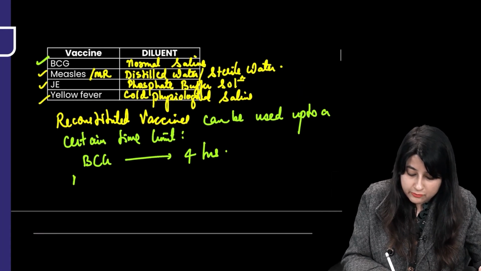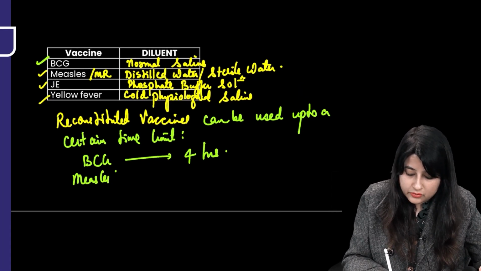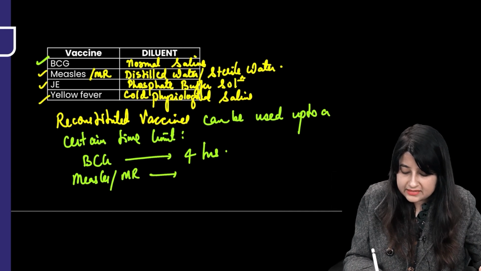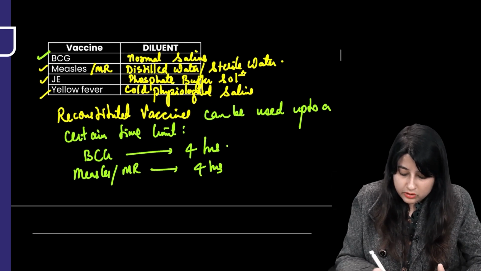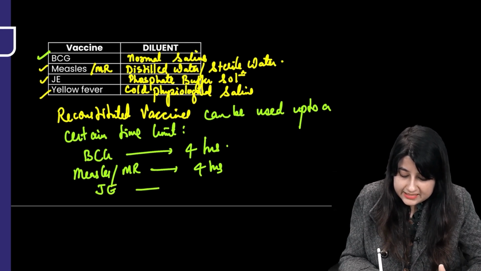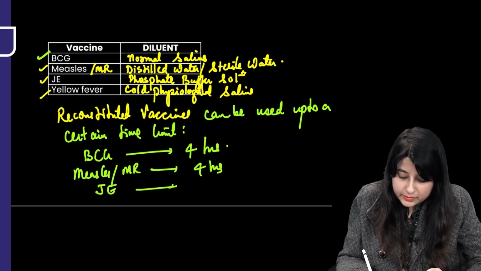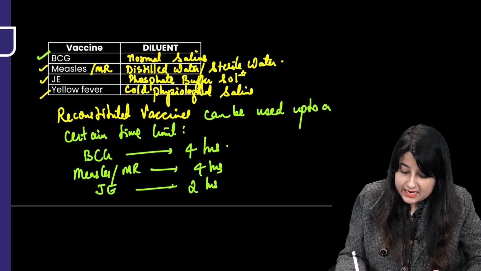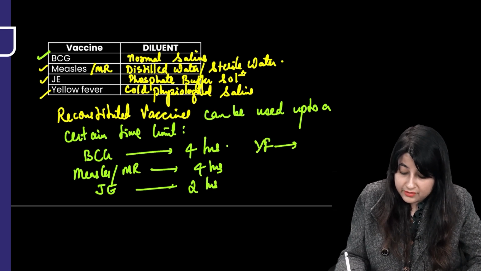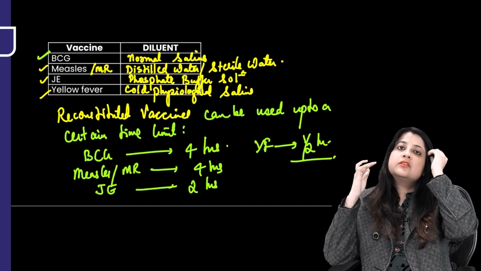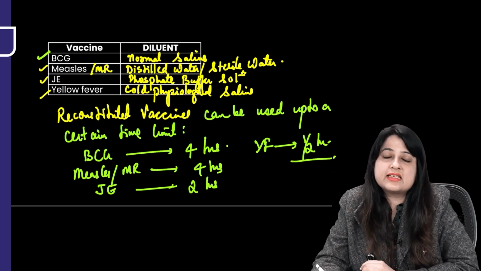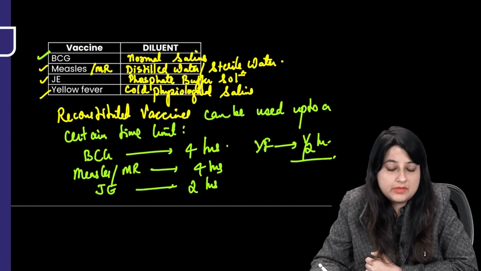If you talk about measles, or measles rubella, this also should be used up to 4 hours. Japanese encephalitis vaccine has to be used within 2 hours. And yellow fever vaccine should be used up to half an hour. So reconstituted vaccines can be used up to a certain time limit.